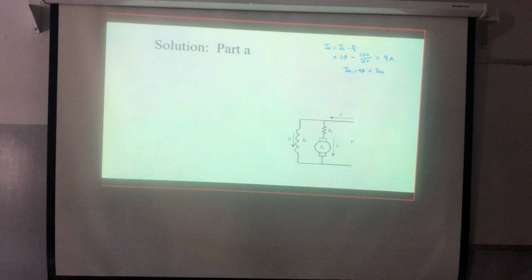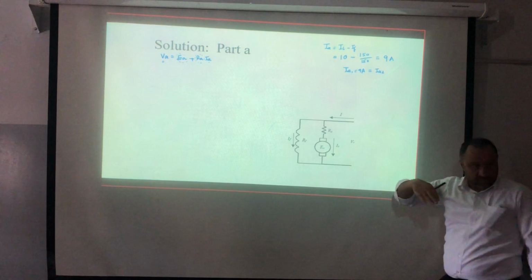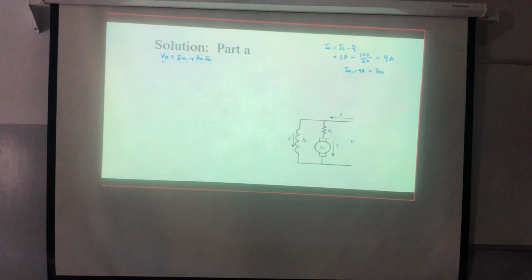Now, if we recall the voltage equation, VA is equal EA plus RA IA. Now this one is already given. This one I need to find. And simply this one is changing because here I'm having two positions. I'm having speed 1 and speed 2.